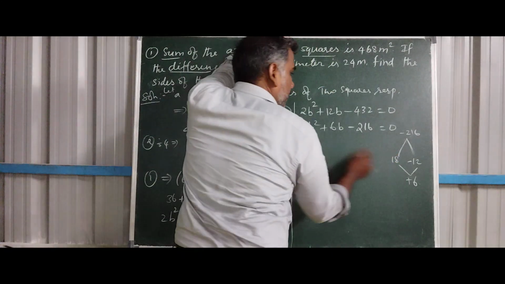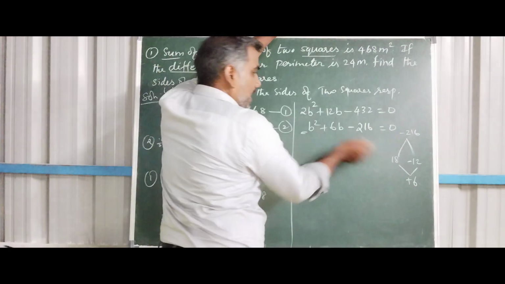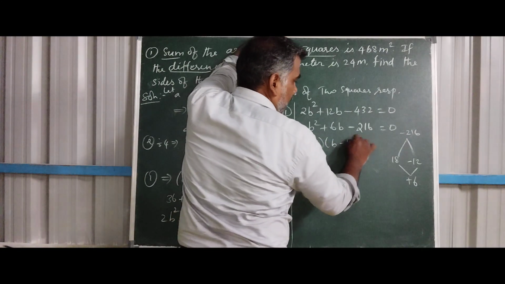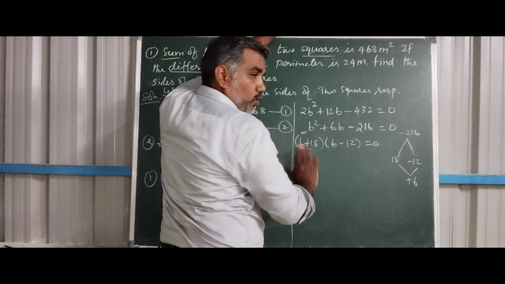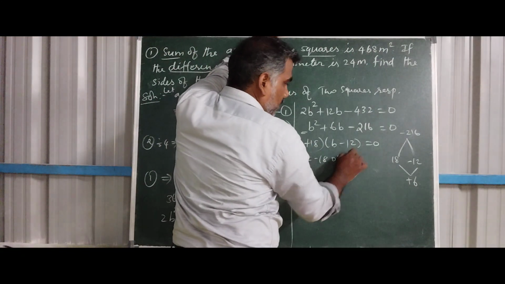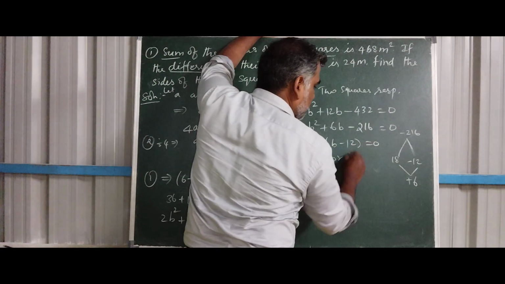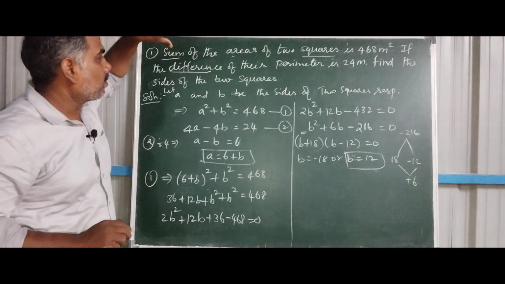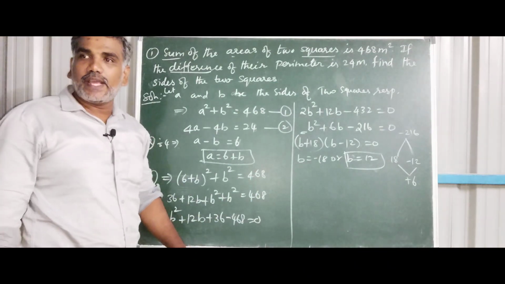So directly I can write, since there is no coefficient other than 1, you can write it directly as B plus 18 into B minus 12 is equal to 0. Therefore what is B? We have two answers, right? Therefore B can be minus 18 or plus 12. B is equal to minus 18 is possible? What is B? B is the side of the square.